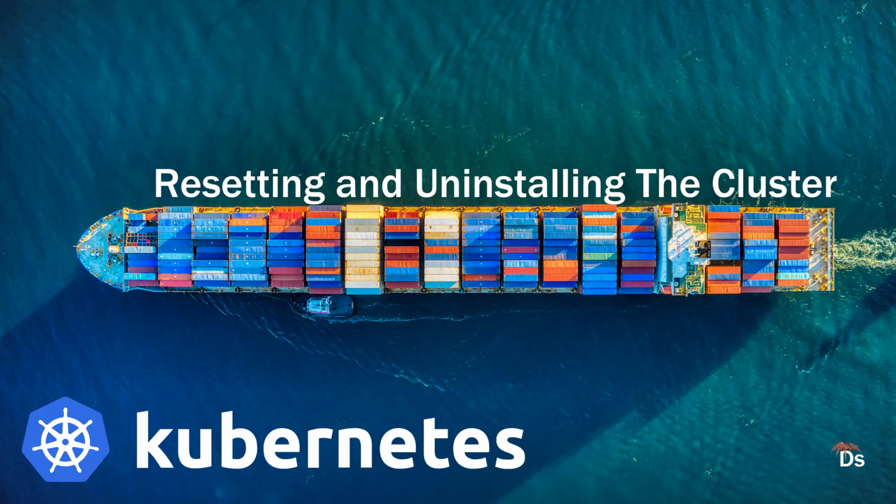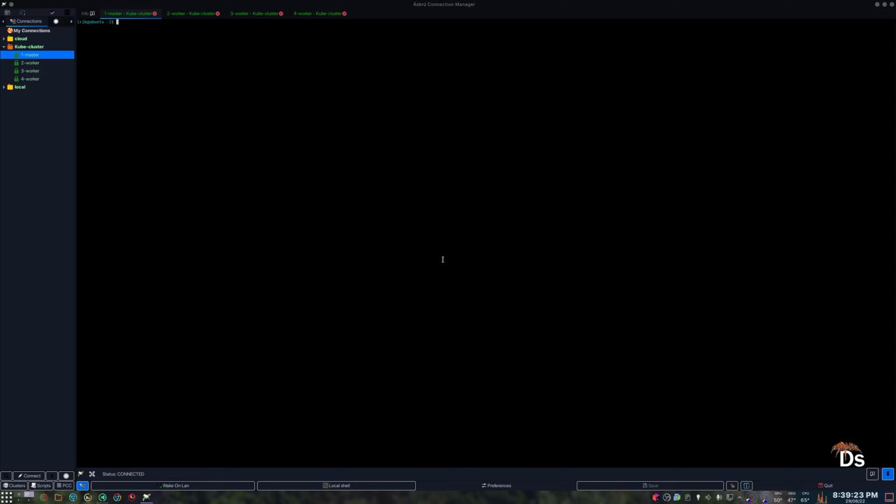In the previous videos, we installed and configured our cluster with Calico as container network interface. In this video, we will tear down our whole cluster. Not just for fun, but sometimes you might need to do it. So resetting a cluster is very simple.